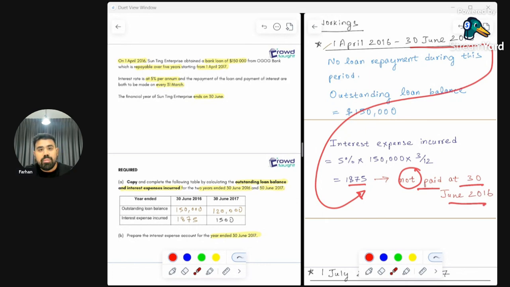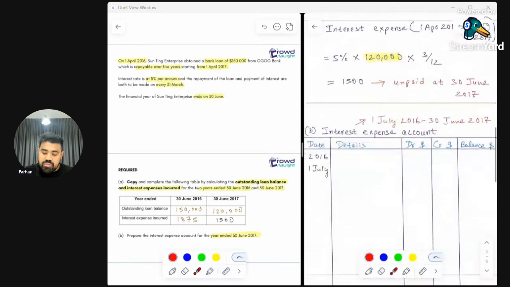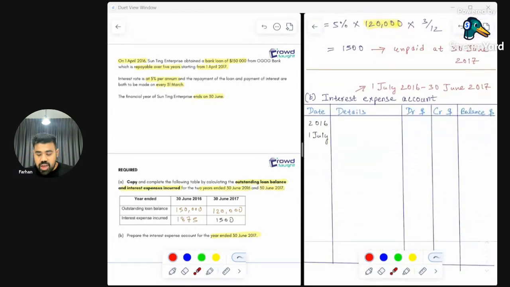This is a current liability for the business because this is a present obligation for us, right? And we need to make this payment very soon. So this $1,875 is going to be the opening balance on 1 July 2016. And because this is a liability, the opening balance will be recorded on the credit side. Why? Because all liabilities by default have an opening balance on the credit side. Okay, so we are going to record this opening balance of $1,875 on the credit side, which will give us a final balance of $1,875 credit.